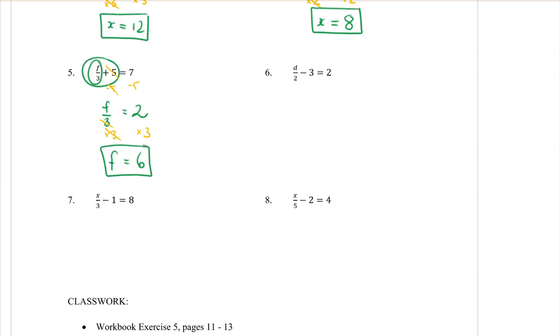Okay, let's do another one. 6. You can keep going if you think you know how to do them. You don't need any help. So it's d divided by 2 and then subtract the 3. The opposite will be to plus 3. That will leave d over 2 equals 2 plus 3 makes 5. Then times the 2. And we get D equals 10.